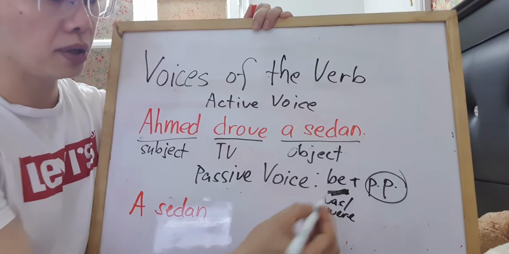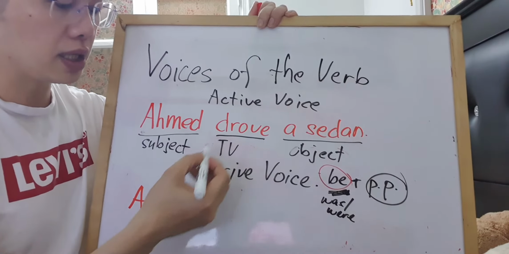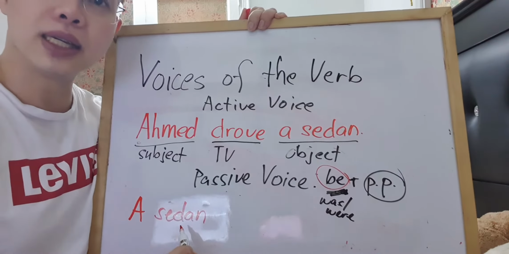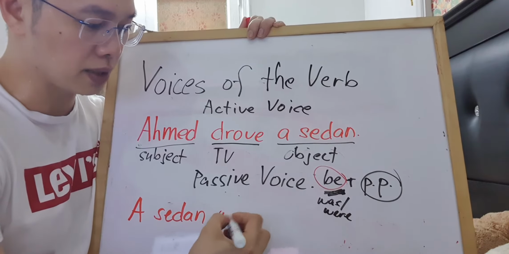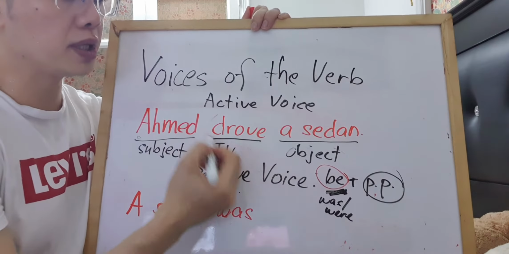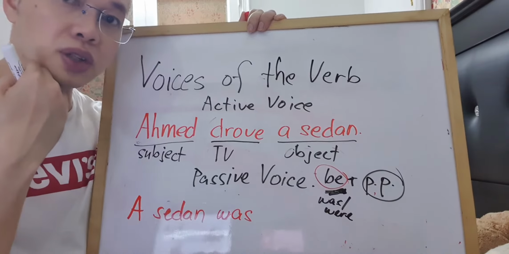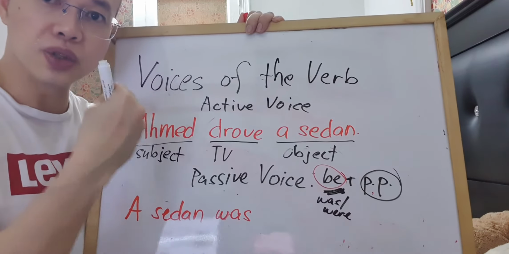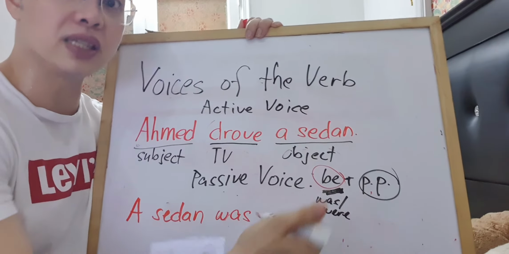Then what will be your verb? Your be verb is between was and were. Since a sedan is a singular subject, of course you will have was. Then the PP, the past participle form of the verb drove. How do you conjugate the verb drive? Drive as the base form, drove the past form, then PP is driven.